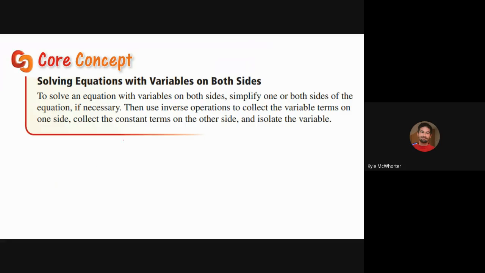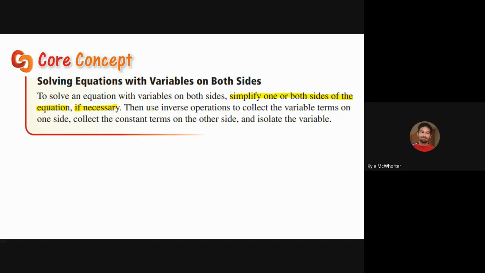Okay, so to solve an equation with variables on both sides, first, simplify if you can. So simplify both sides, meaning one side at a time. Look at the left side, see if there's any combining like terms or distributive property to do. Then look at the right side, see if there's any distributive property or combining like terms you can do.